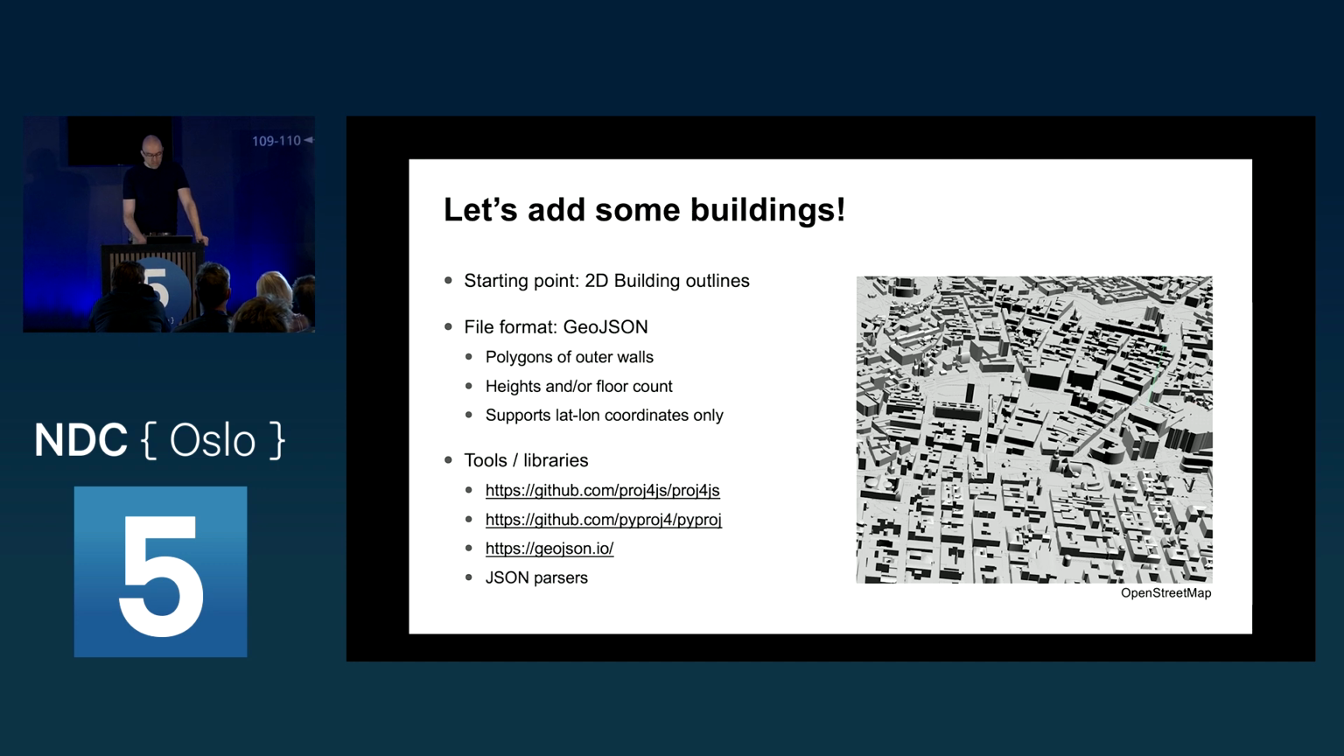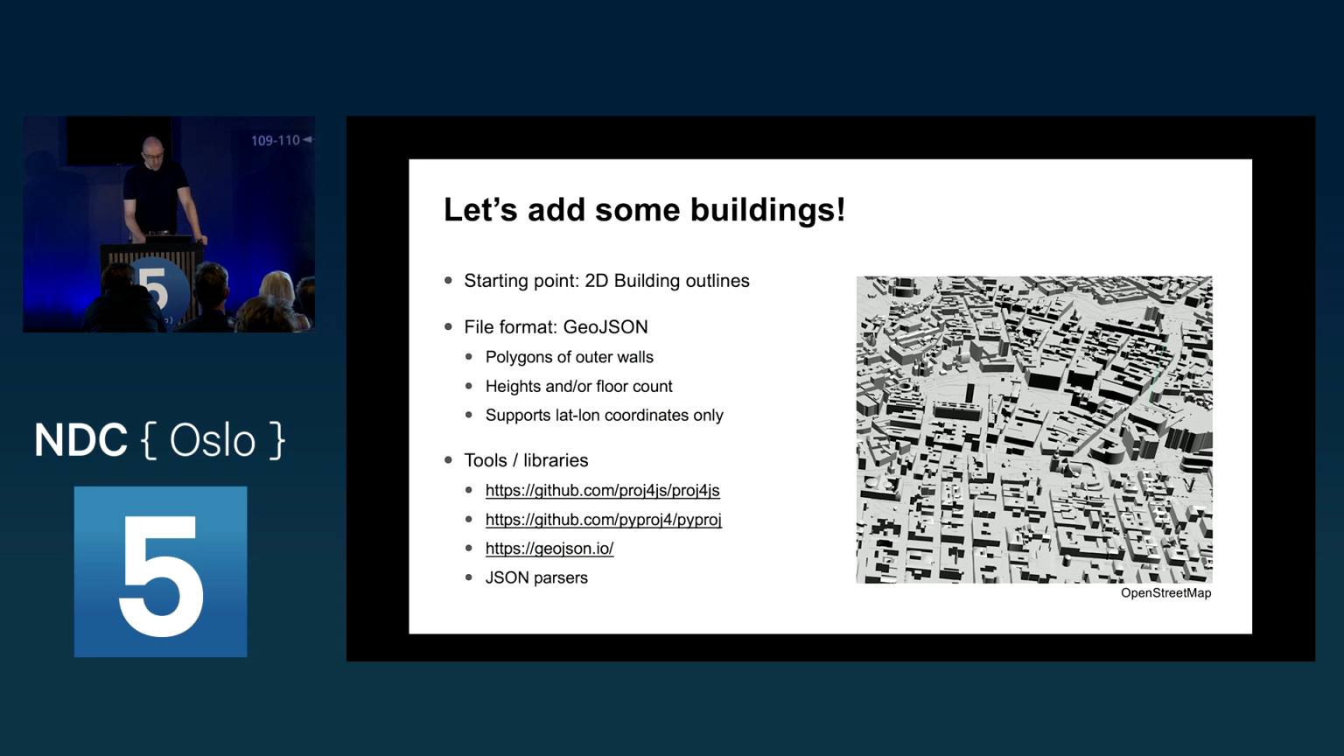That's a file that stores, in JSON format, as you can see from the name, vertices and polygon information of the outer walls of buildings. So you basically have the outlines, not more than that. Sometimes you have the heights and/or the floor count. And the thing is, with GeoJSON, you only support those lat-long coordinates. So you need to convert that to your local coordinate system. And so the tools here mainly are doing that.